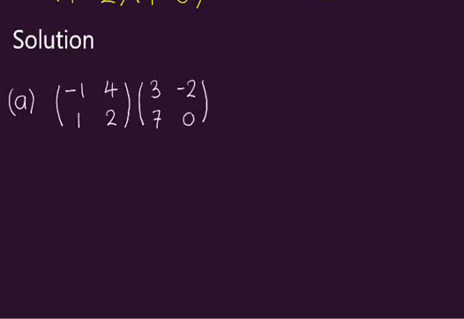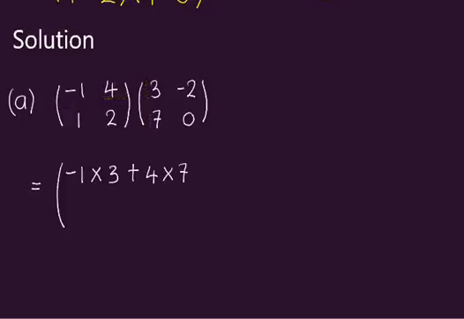Alright, so remember what we said in the previous videos on multiplication. We said we multiply a row by column. So that's what we're gonna be doing. We're gonna start with this row multiplying this column, so this top row multiplying the first column, first row, first column. If we multiply that, we'll be getting minus 1 times 3 plus 4 times 7. So that's the first row and the first column.